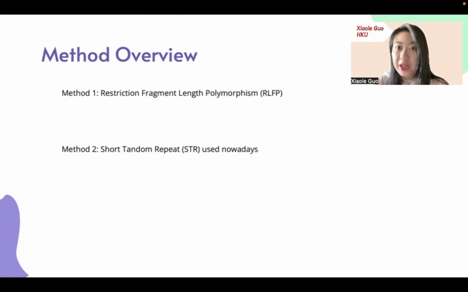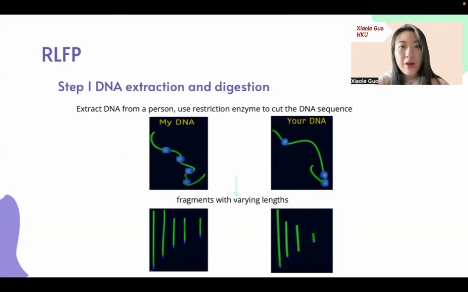So I would like to mention two popular methods to conduct DNA fingerprinting. The first method is called restriction fragment length polymorphism, RFLP. It actually is very powerful, but has a lot of limitations. So here, the second method, which is STR analysis, is more commonly used nowadays. So let me first go through the process of RFLP.